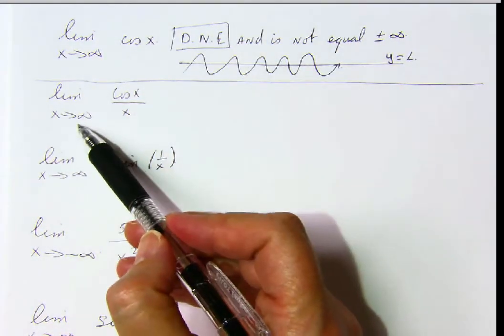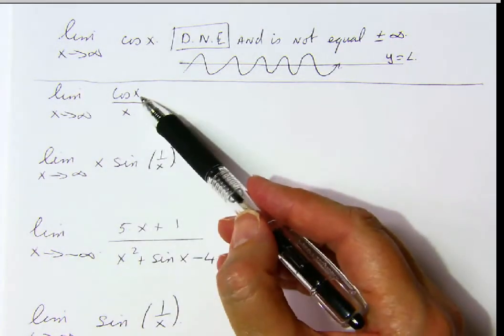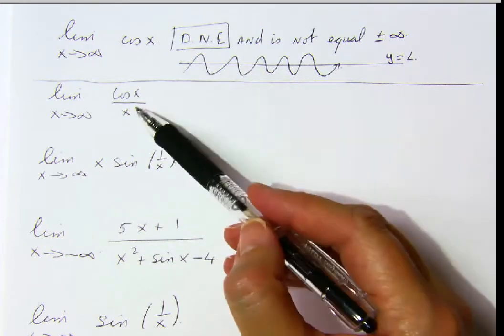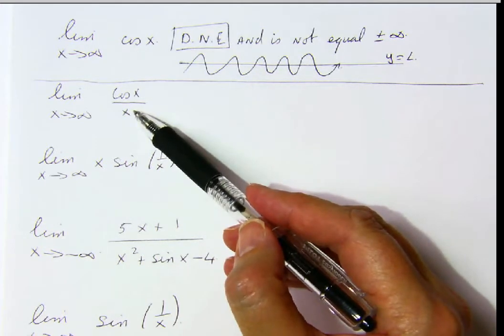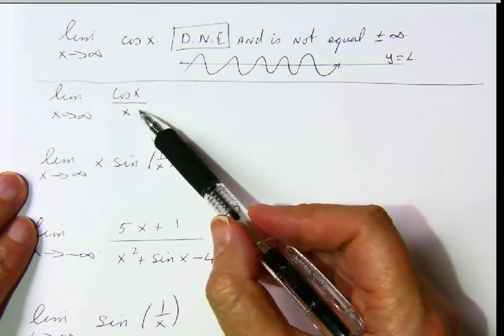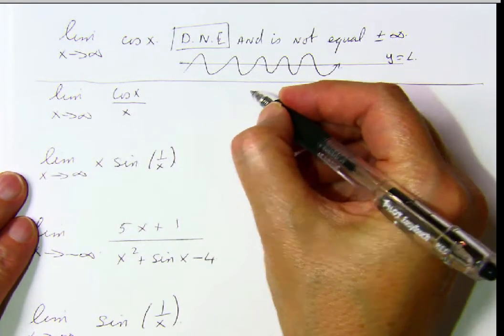However, if I divide cosine by x, as x goes to infinity, this cosine stays between -1 and 1, but dividing by x makes the absolute value smaller and smaller. So we would expect this limit to be 0, and we can use the Squeeze theorem to prove that.